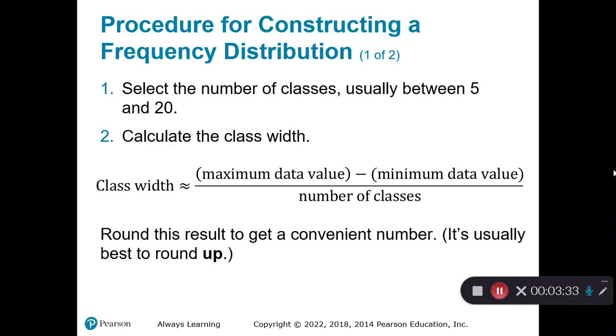First, you want to decide on how many classes you want. How many groups do you want your values to belong to? Usually that number will be something between 5 and 20, but it could be a little bit more depending on how big your data set is. Next, you'll want to calculate the class width. So how long do you want each class to be? And finally, you're going to calculate your different classes, list them in a table, and then go through your data set and count how many values fall into each one of those categories.